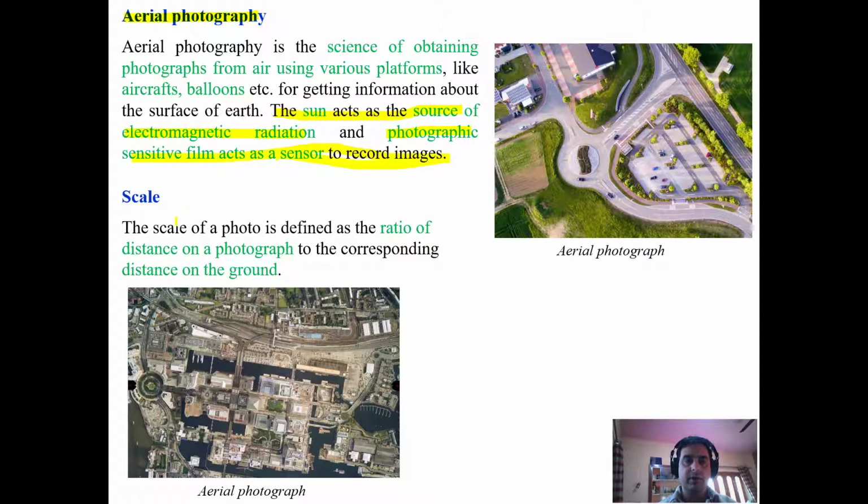One of the important characteristics associated with aerial photographs is the scale, which is defined as the ratio of distance on a photograph to the corresponding distance on the ground. These are examples of some of the aerial photographs which have been taken using different platforms.